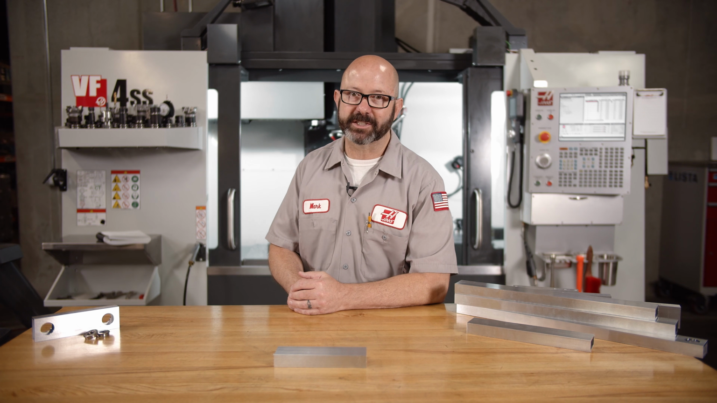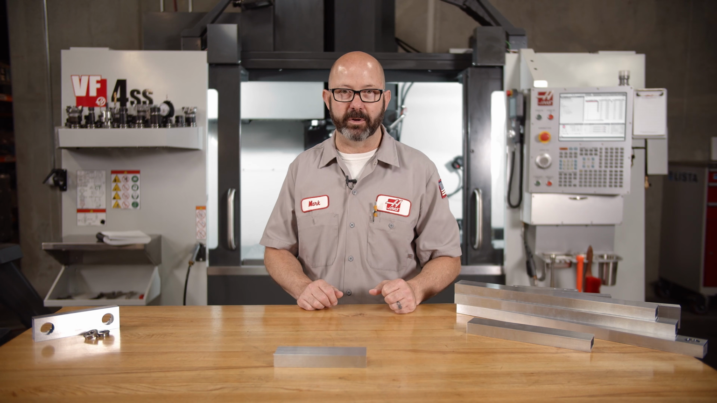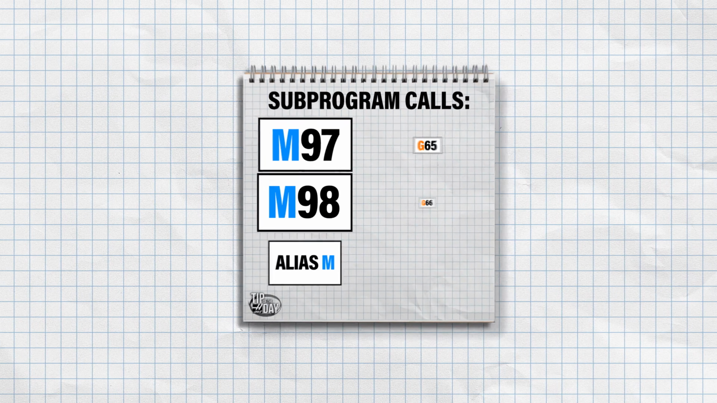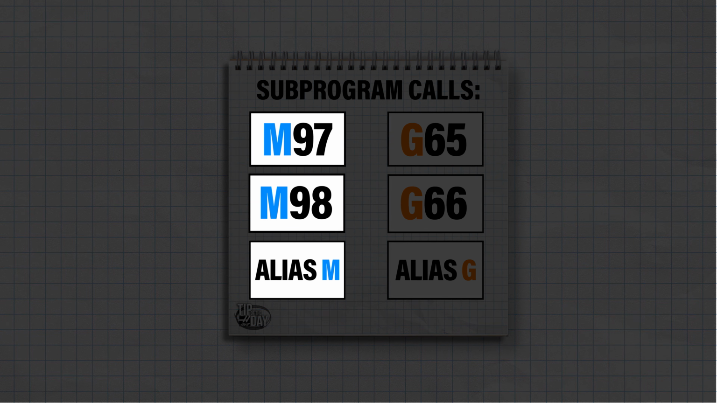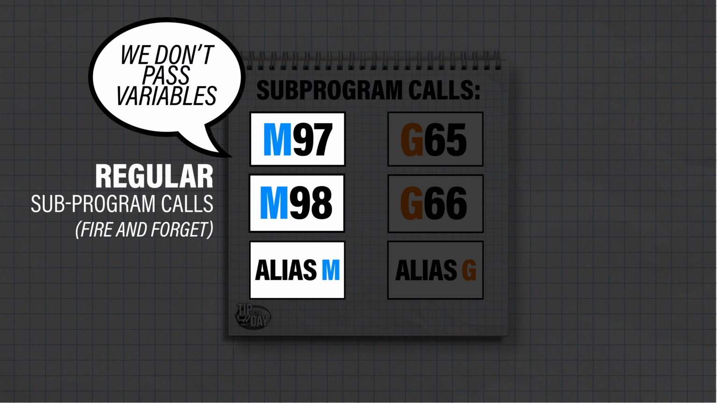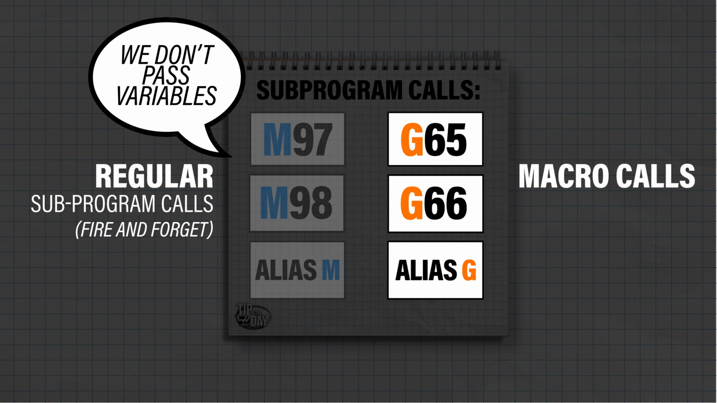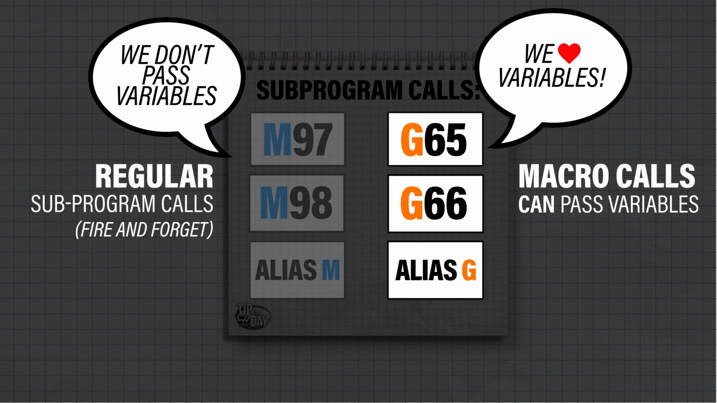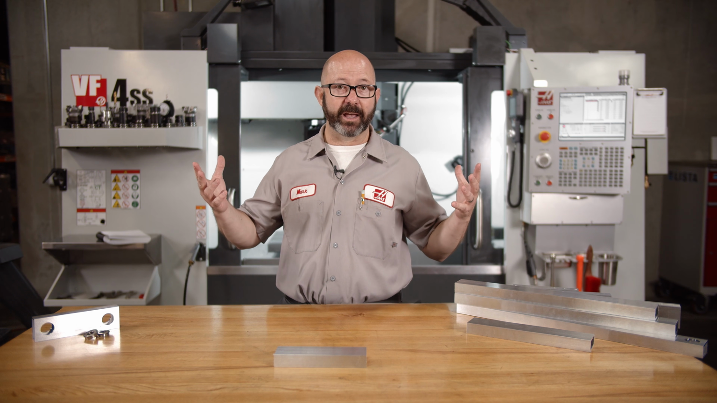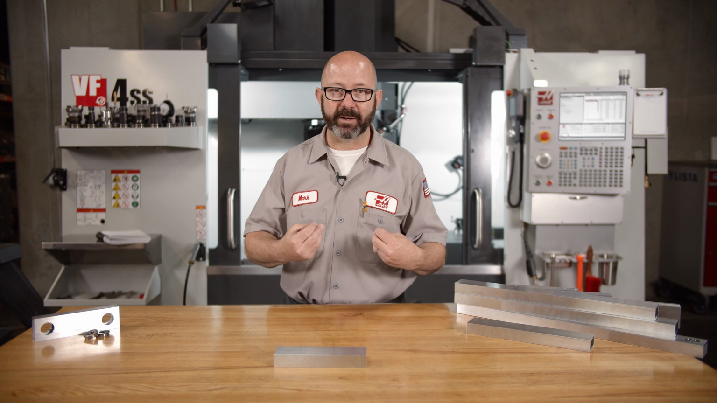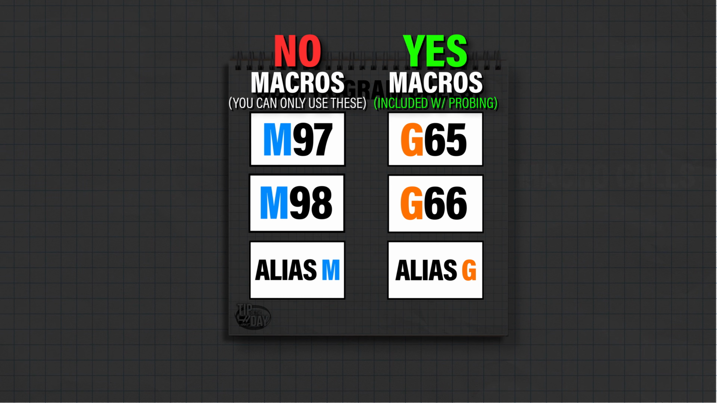Local, global, and system variables. These are the lifeblood of macros. Okay, let's go back and take a look at our list of advanced subprogram codes. These codes on the left are regular subprogram calls, fire and forget. The ones on the right are macro calls because they can pass variables to their subprograms. And by the way, macros is a paid option. If you have the probing system on your machine, you have the macros option. If you don't have probing, if you have not paid for the macros option, you can use these left codes. You cannot use the codes on the right.